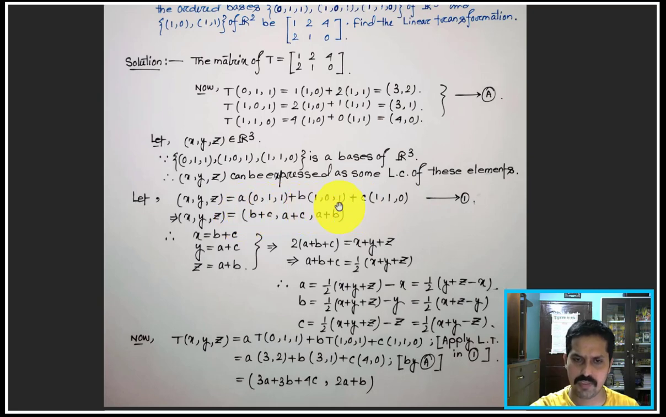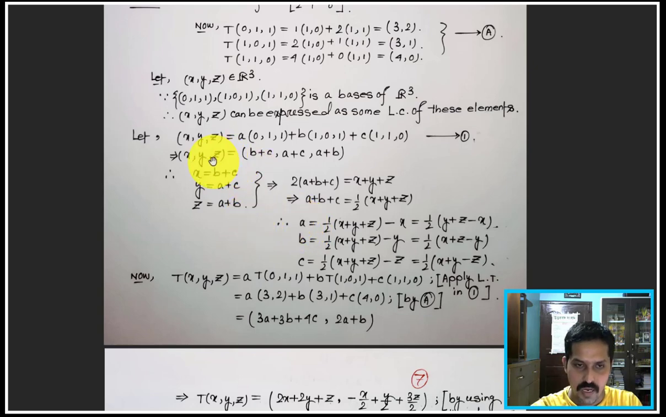You can consider here c1, c2, c3 or lambda, mu, gamma, whatever you may choose, where a, b, c are definitely real numbers. They cannot be complex numbers because we are doing real linear algebra. So (x,y,z) equals a times 0 is 0, a times 1 is a, plus a; then b plus 0, then b; then c, c, 0. If we add, we have b plus c, a plus c, a plus b. So x is b plus c, y is a plus c, z is a plus b.